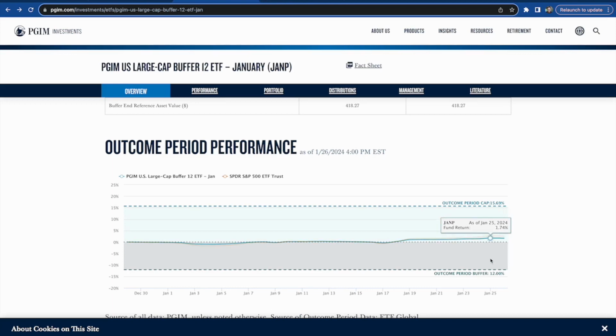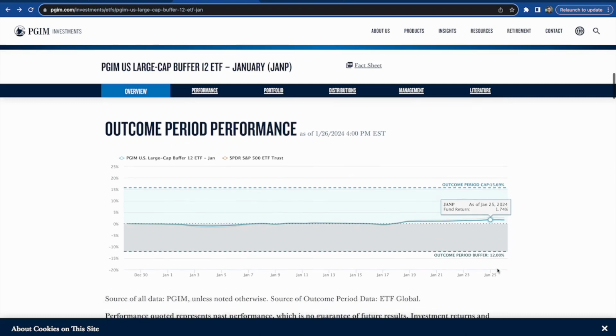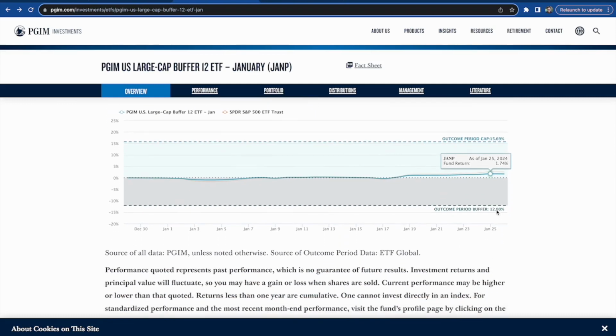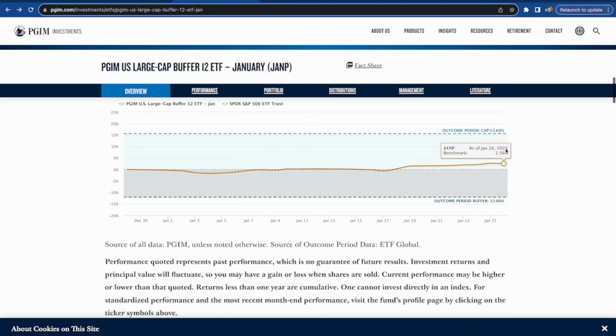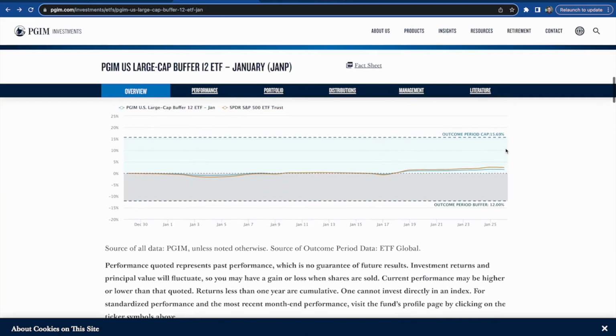This particular one is the Buffer 12 ETF. It protects from losses up to the first 12%. So here's the line here, and it caps the upside at 15%. Here's the line there. So it's a very good investment strategy.